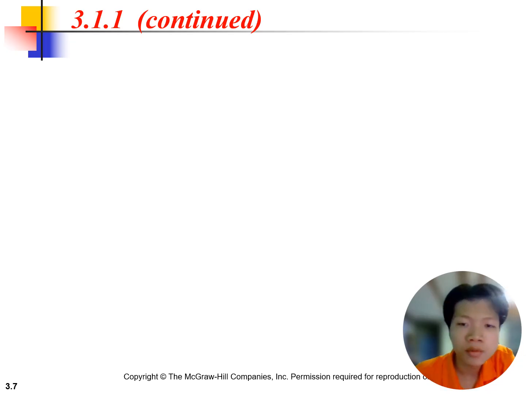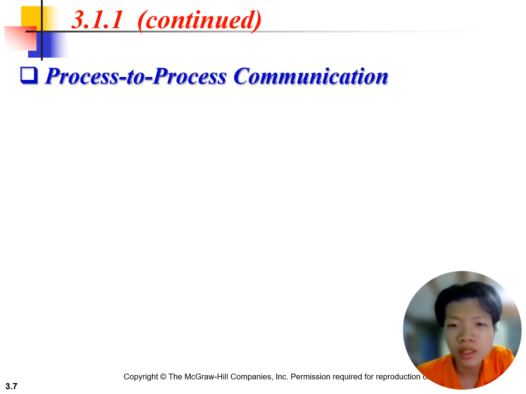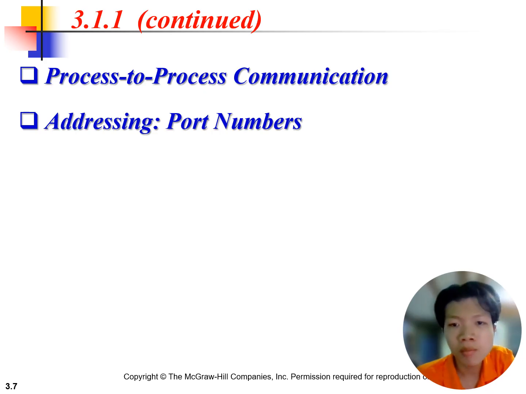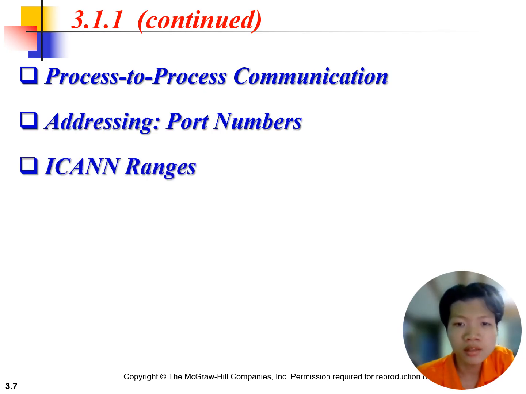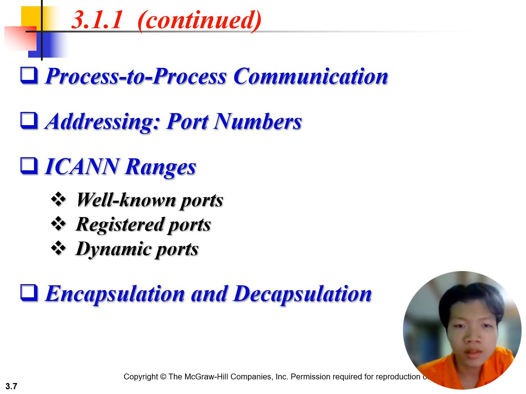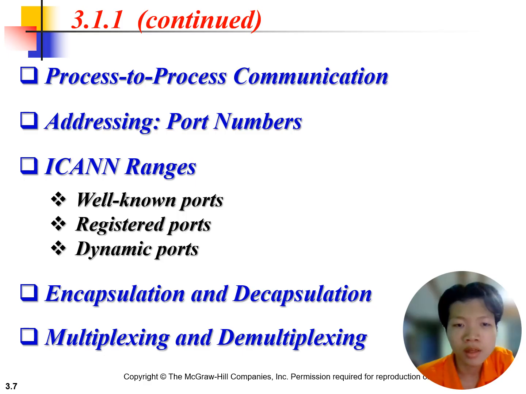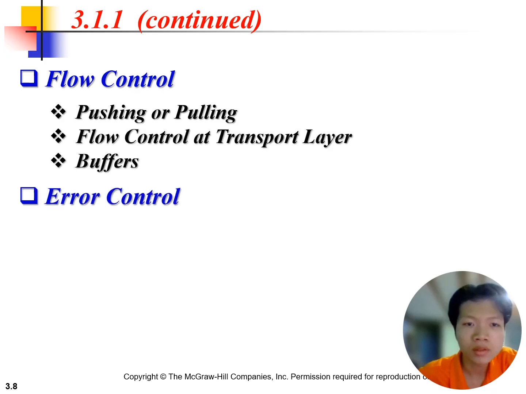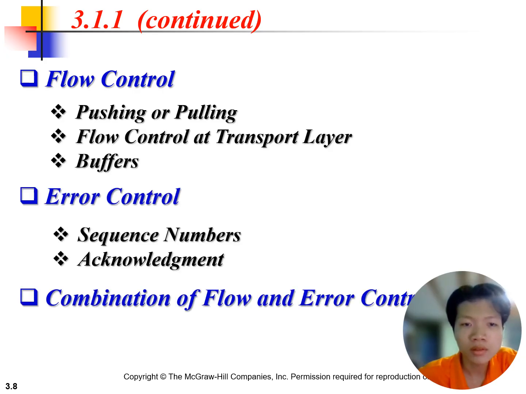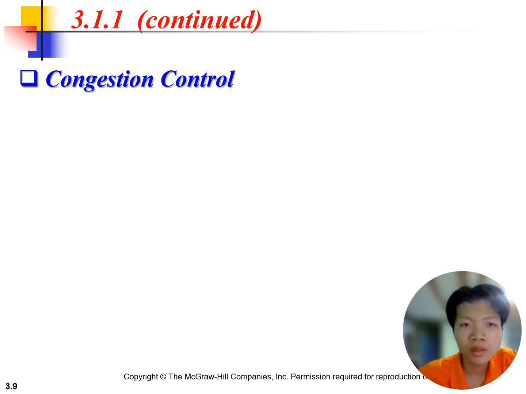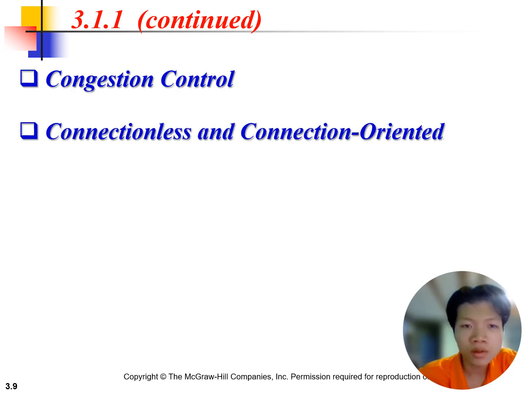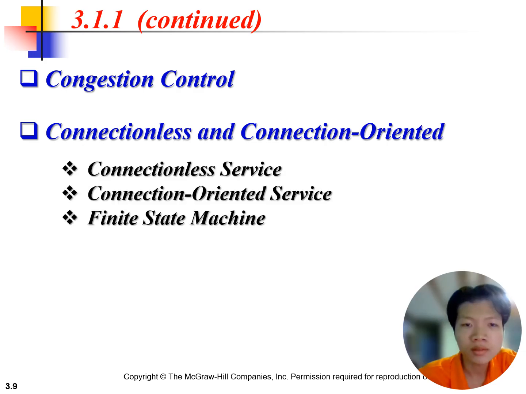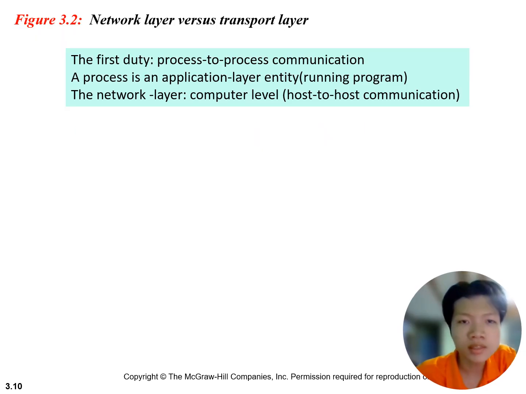Here are the topics we will learn today: process-to-process communication, addressing, port numbers, ICANN ranges, encapsulation and decapsulation, multiplexing and demultiplexing, flow control, error control, combination of flow and error control, congestion control, connectionless and connection-oriented. Here is the network layer versus transport layer.